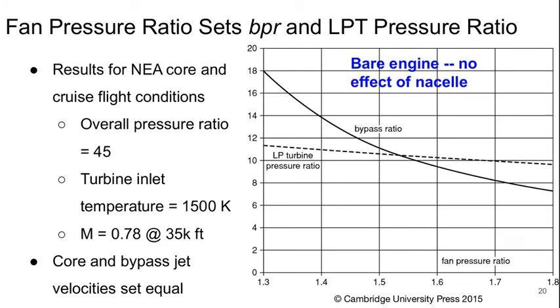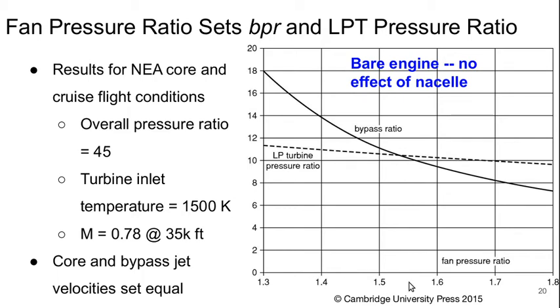So let's look at what this looks like for our new efficient aircraft engines. We've got our new efficient aircraft core and our cruise flight conditions. Our overall pressure ratio is 45, turbine inlet temperature is 1500 Kelvin, Mach number 0.78 at 35,000 feet altitude, and under the assumption that the core and bypass jet velocities are equal. The first thing we'll look at is the bare engine. So we haven't thought about the nacelle or anything like that yet.